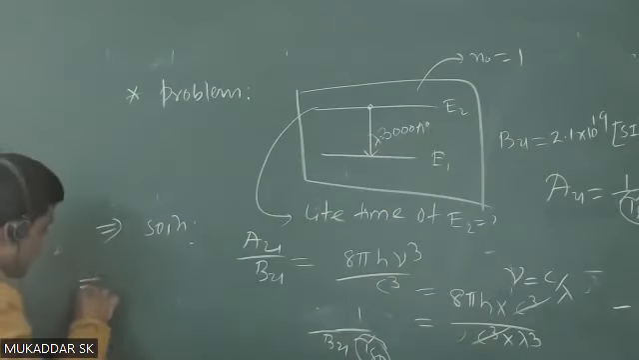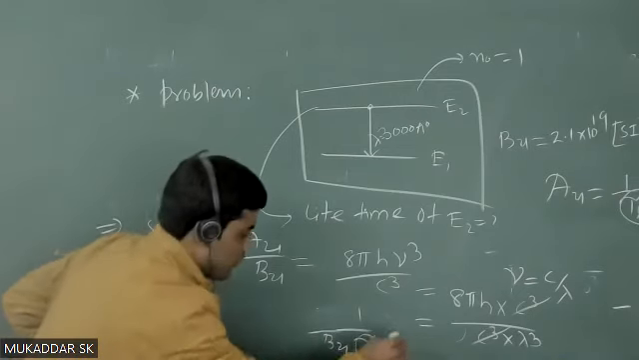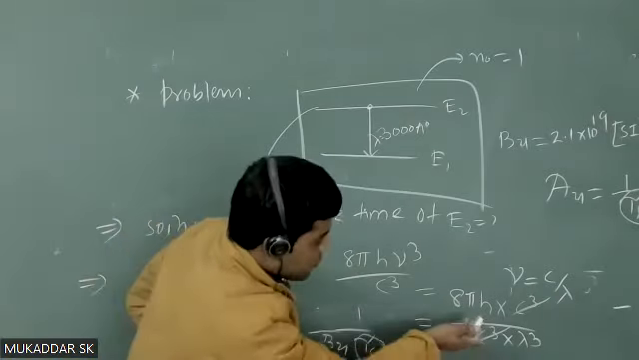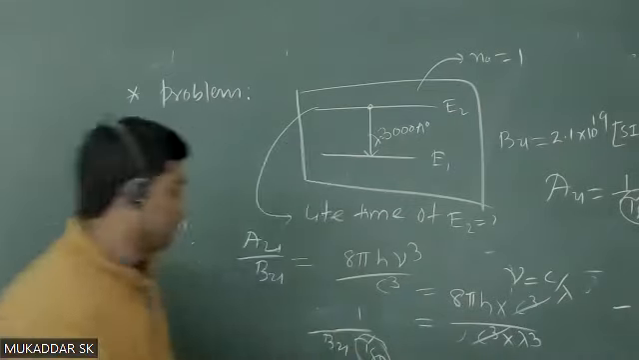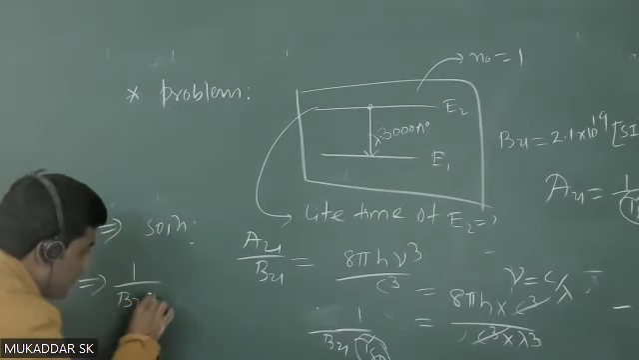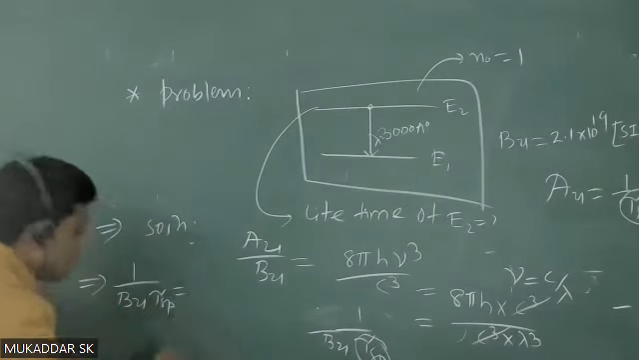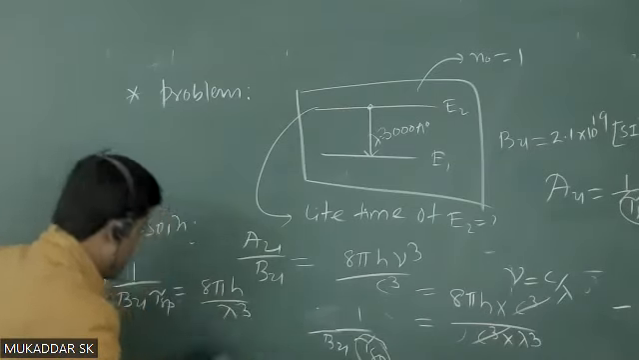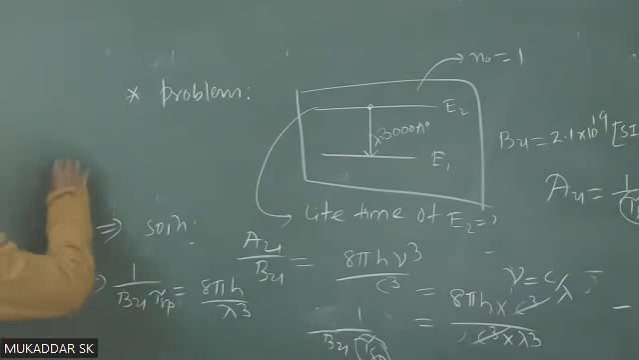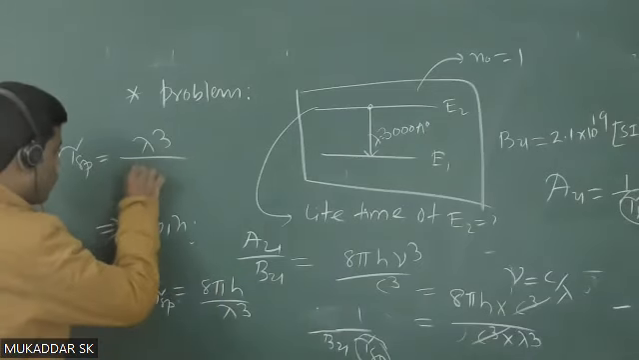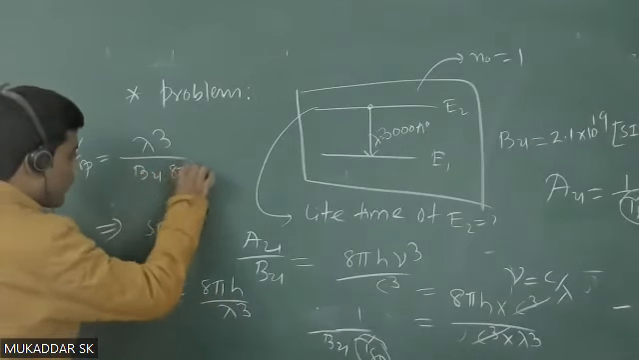If I arrange this equation, 1 by B21 tau sp is equal to 8 pi h divided by lambda cube, right? So if I write it in a simple way, that is B21 tau sp, and that is 8 pi h divided by lambda cube. So it means tau sp will be lambda cube divided by B21 and 8 pi h.